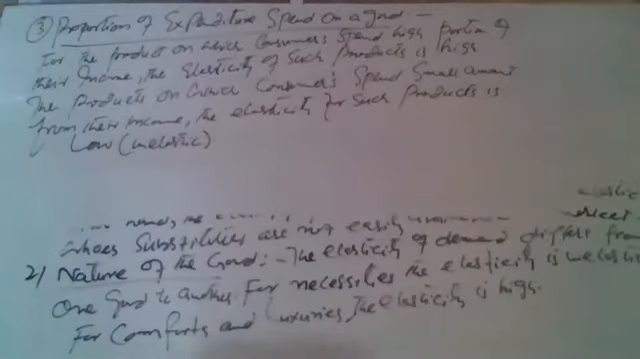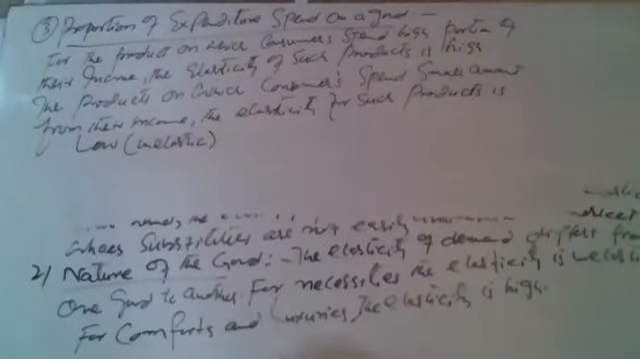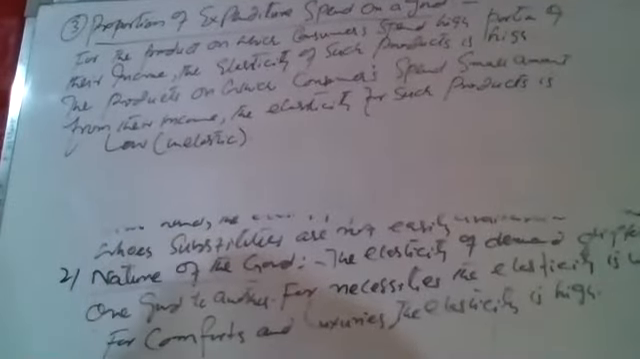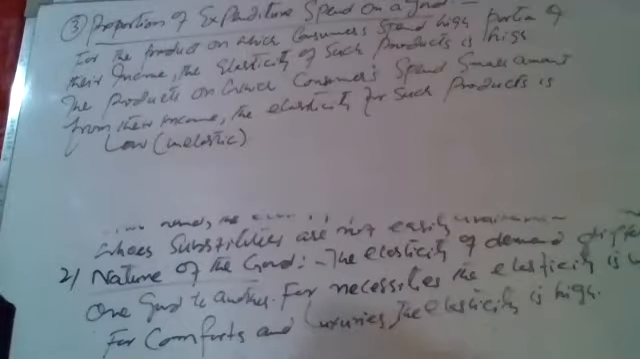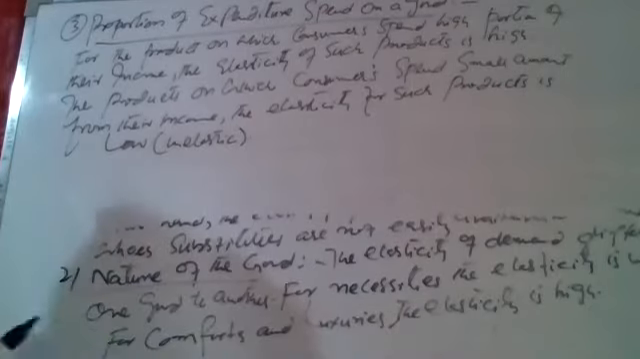जिन प्रोडक्ट्स पे हम ज्यादा इनकम स्पेंड करते हैं, the products on which we spend a large part of our income, high proportion of our income, elasticity for such products is very high. They are highly elastic. And those products on which we spend a small amount of our income, less proportion of our income, the elasticity for such products is low or such products are inelastic.